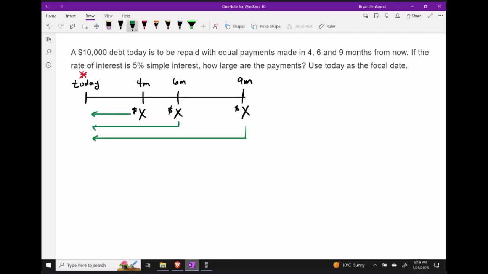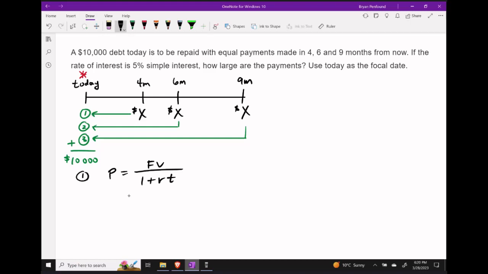So our goal now becomes the following. If I can take each one of these payments of X dollars and discount them, or find the present value of each one of these payments and add them all together, that sum should be equal to my debt of $10,000 today. Since all of our arrows are pointed to the left, we know we're going to have to apply the principal value or present value formula.